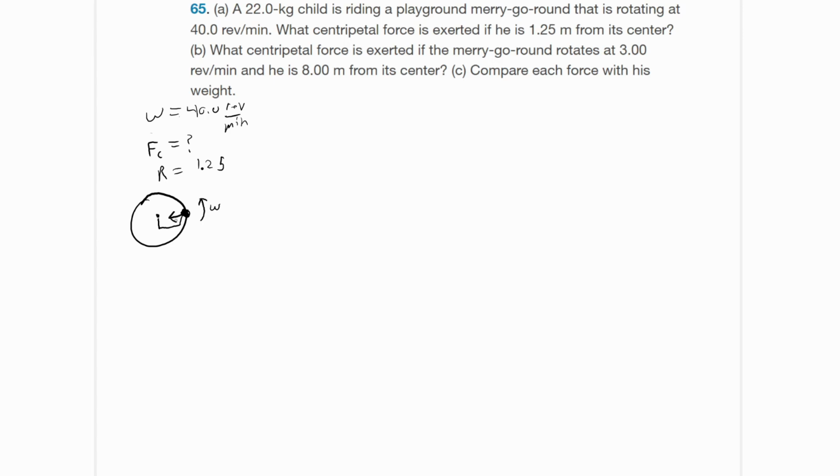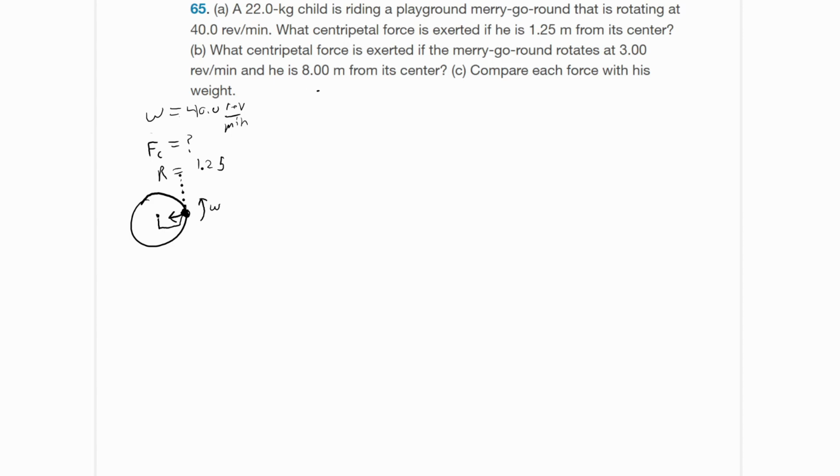The reason there's a force pulling this child towards the center is because if there wasn't, this child would just go in a straight line. All objects go in a straight line unless there's a force acting on it. So there must be some kind of force acting on it to turn, because there's an acceleration. Newton's first law: if there's acceleration, there must be a net force. So the net force is towards the center, and it's going to be our centripetal force.